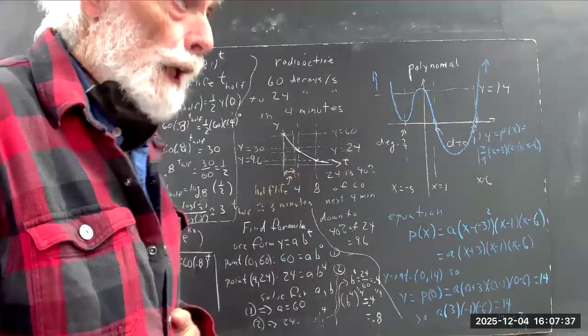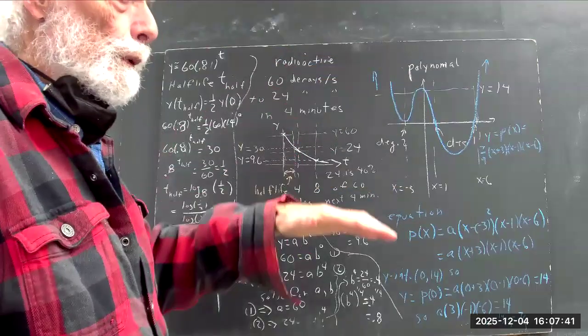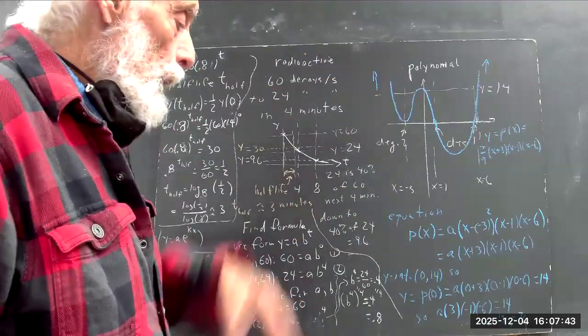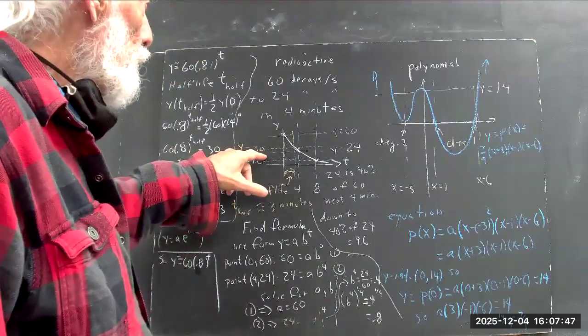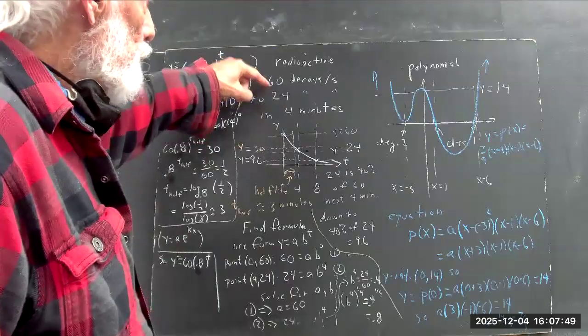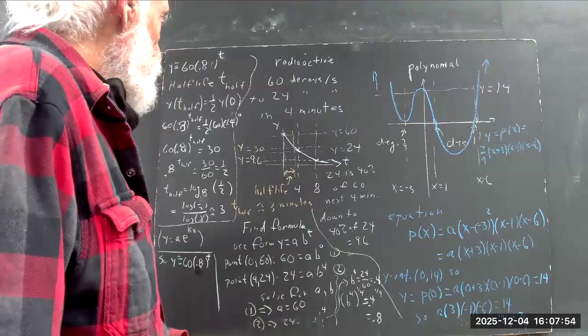And we can compare that with the half-life. The half-life, well, we're going to get down to half a little quicker than we're going to get down to 40%. So we could also talk about a half-life where y equals 30. In other words, if we start at 60 decays per second and go down to 30, that's a half-life.